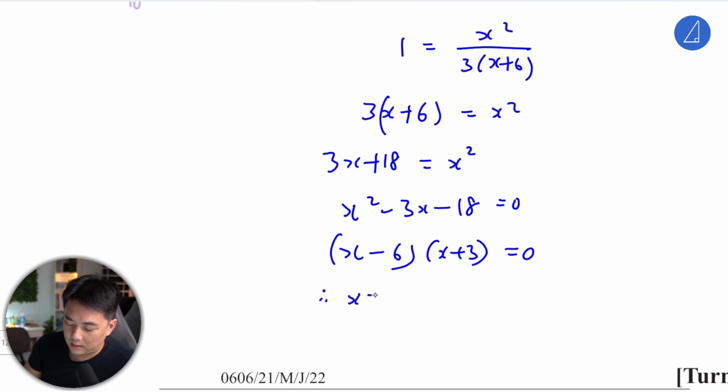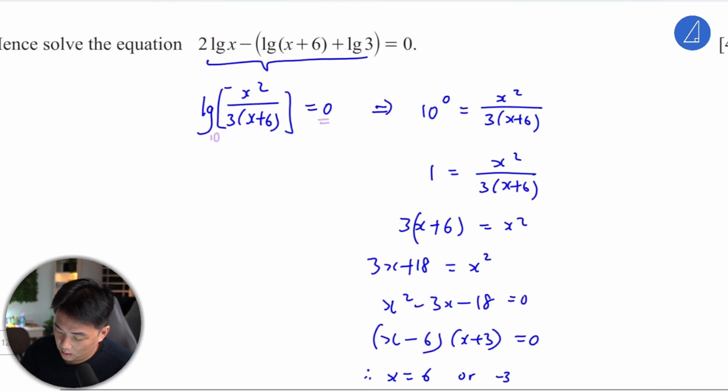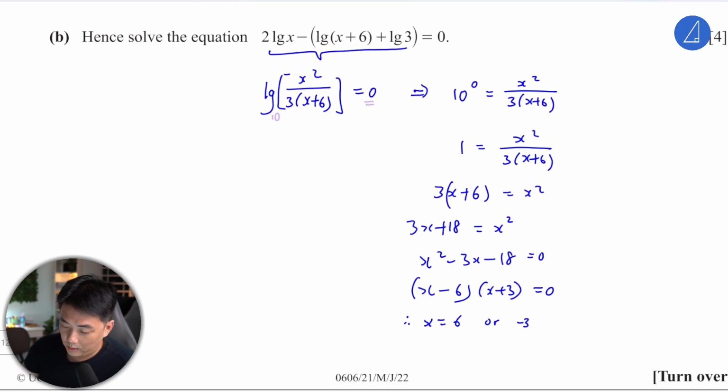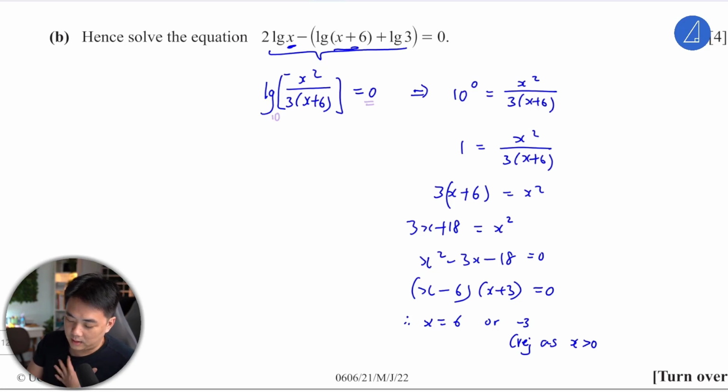So hence x is equal to 6 or negative 3. Let's see, we need to reject negative 3 because x has to be bigger than 0. x plus 6 has to be bigger than 0 as well. But we can't have a negative portion there, right?